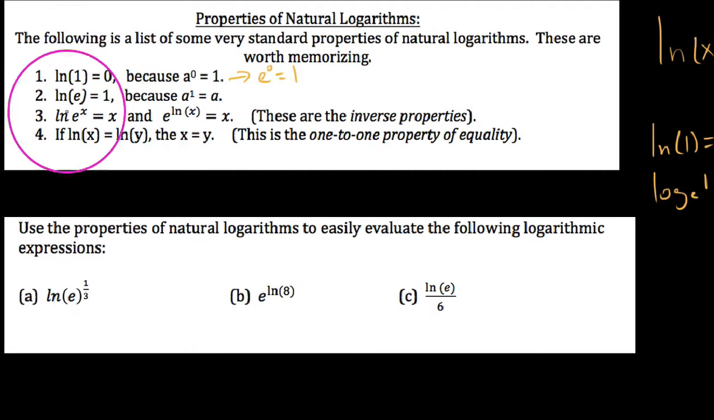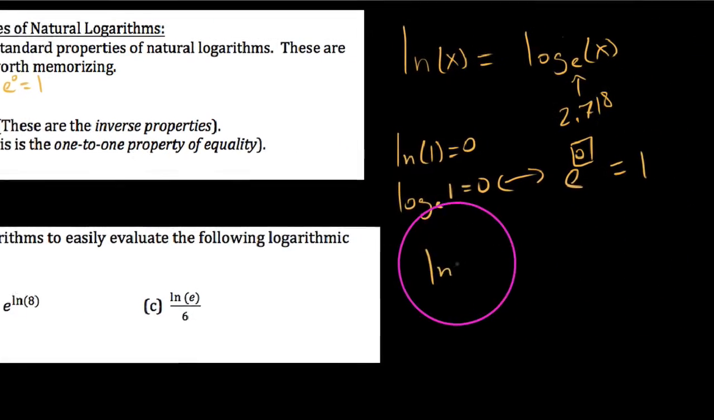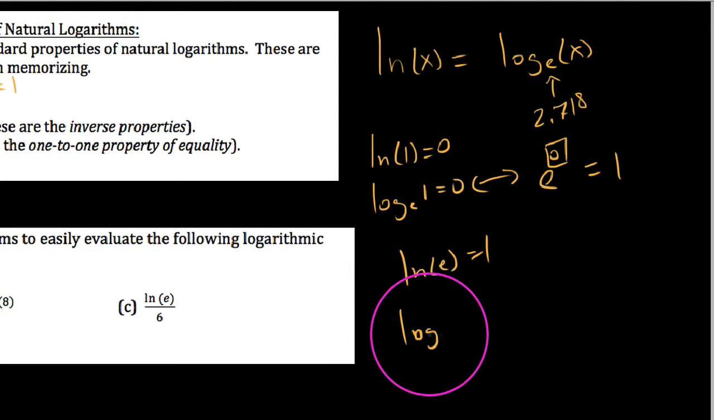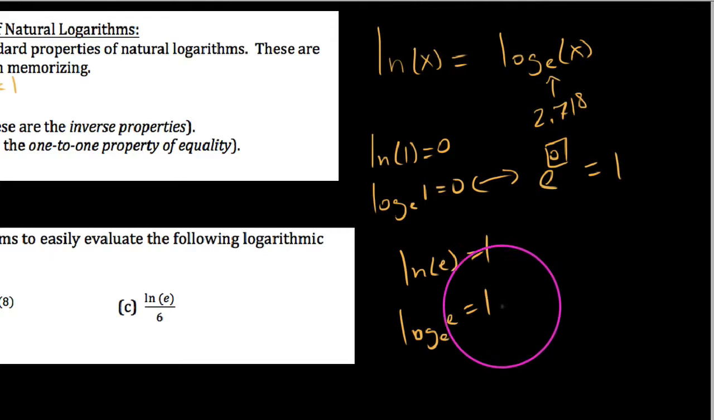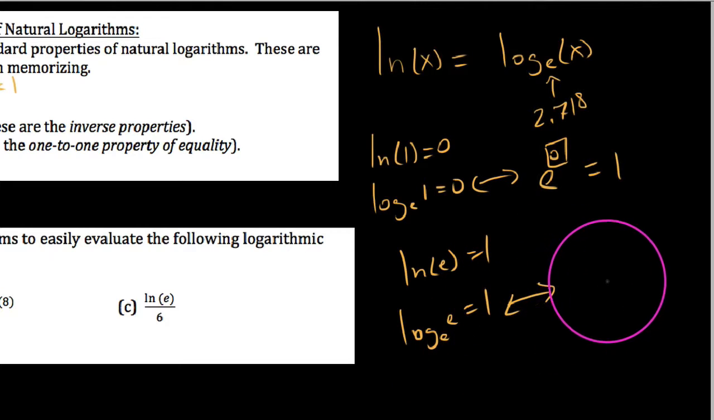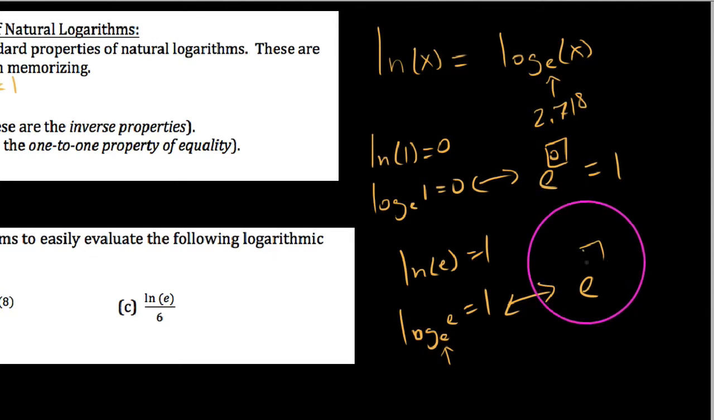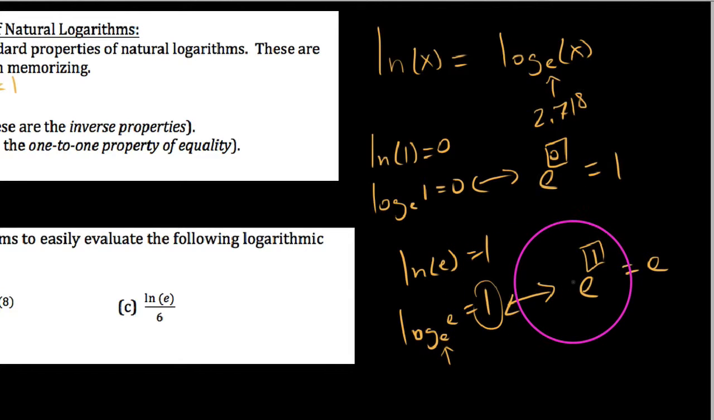The next one is ln of e is 1. Why is this true? Because e to the 1 equals e. You should just memorize that ln of e is 1. The reason is that this is log base e of e. If we rewrite this in exponential notation, our base e to what power equals itself? The answer is 1. Anything to the power of 1 is itself.